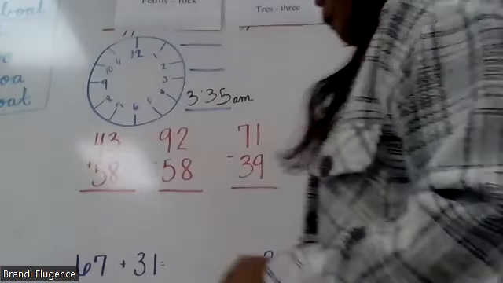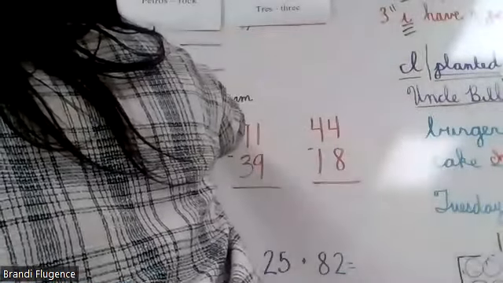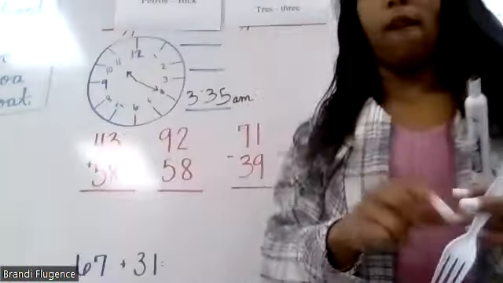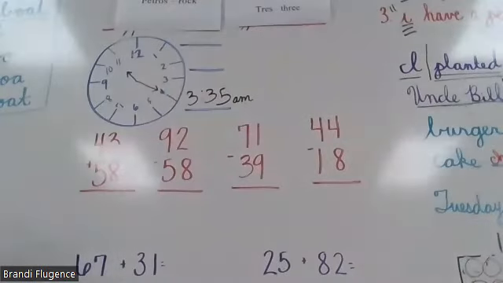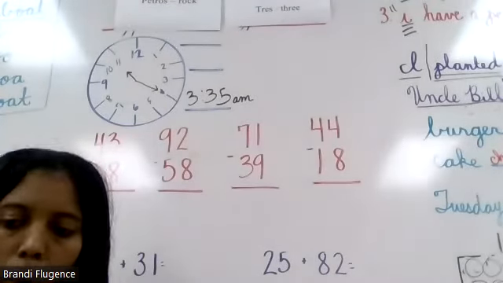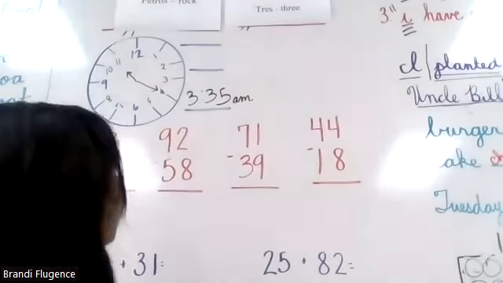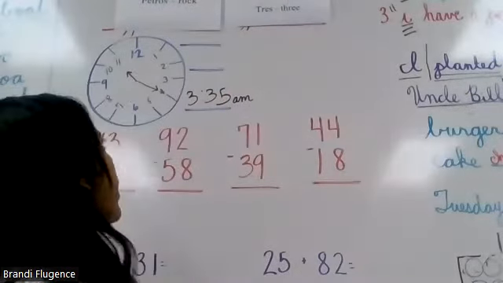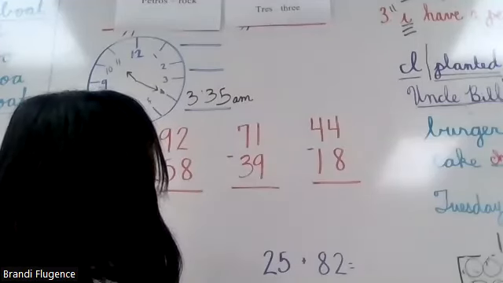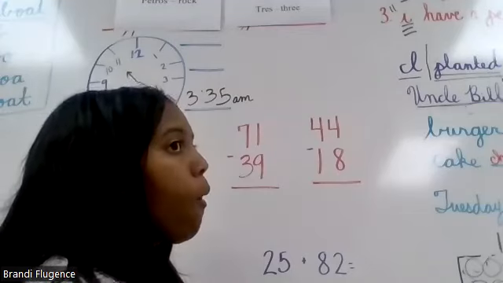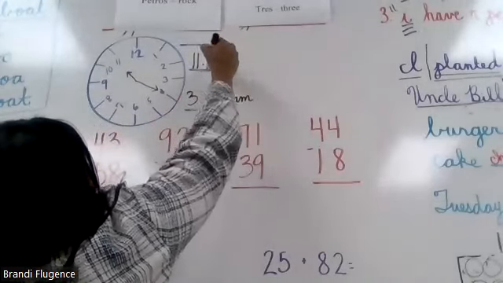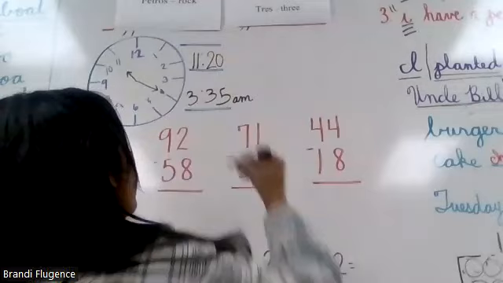All right, next one. Okay, Araya. Hey, the hands are backwards. 11 is the hour, but what's your minutes? 11:20. If I'm about to go to bed, would it be AM or PM? PM, evening.